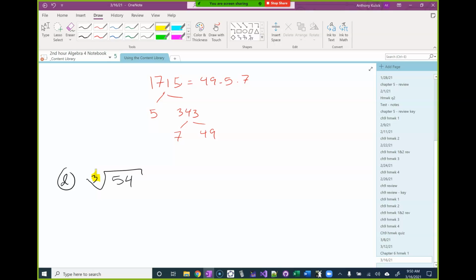18 times 2 is 36. 16 and 4 is 64. How about just 2 and 27? Is that okay with everybody? Again, it's even, so I can take a 2 out right away. I usually like to start with the smallies. And then 27, hopefully you recognize that as 9 and 3. And 9 is 3 times 3. So I have 2 times 3 times 3 times 3. Everybody agree with that?